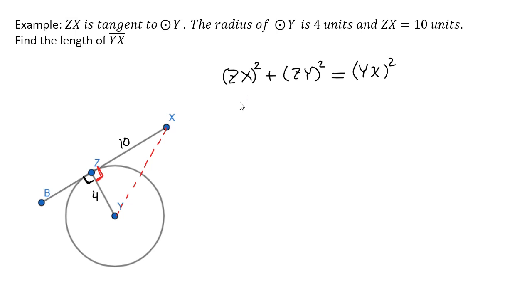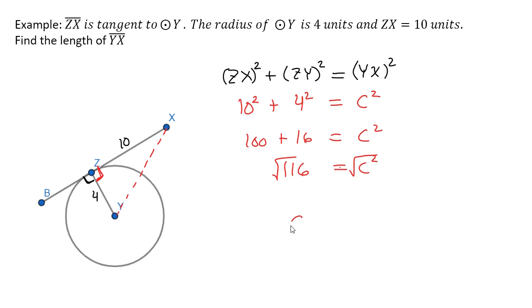Okay, so let's simplify this a little bit. ZX squared is going to be 10 squared, plus ZY squared, that's going to be 4 squared, and this one, if you want to leave it as YX squared, or if you want to change it to C squared just for simplicity, then go ahead and do so. But just keep in mind what it is that you're finding. So 100 plus 16 is going to be equal to the hypotenuse squared, and then we have 116 equal to C squared, taking the square root of both sides.